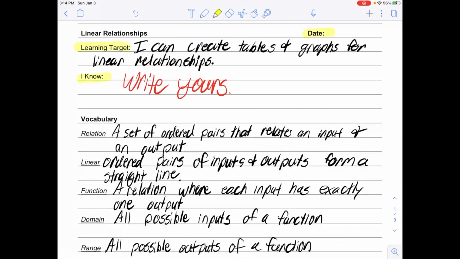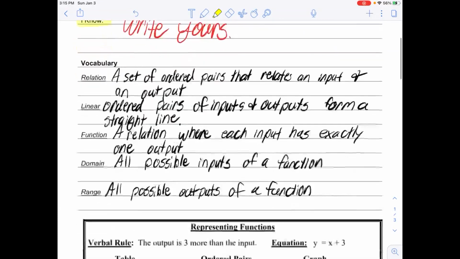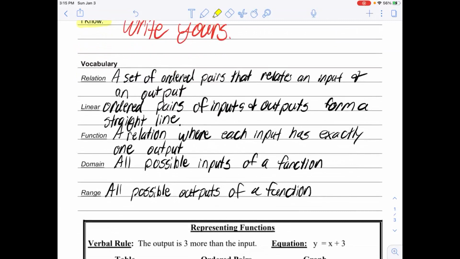So you may not know what I mean by a linear relationship, but you know what a table is, you know what a graph is. So you do know a lot about things already. Then we come on to vocabulary. So we have several vocabulary words here.